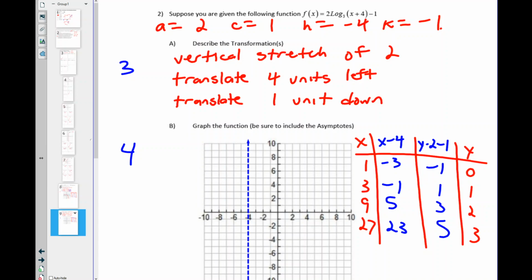I'm just going to fit the first 3. -3, -1 is here. -1, 1, 5, 3. And since we know how asymptotes work, just make it hug the asymptote. And those are your 4 points there.